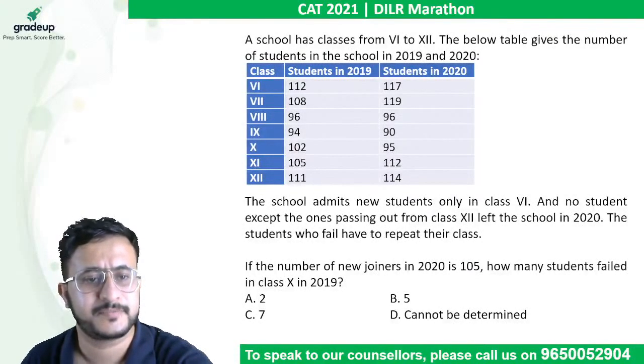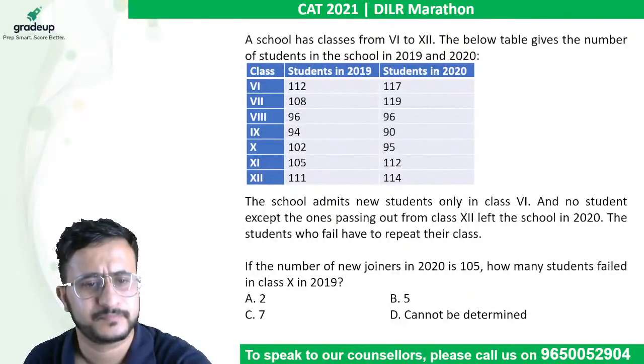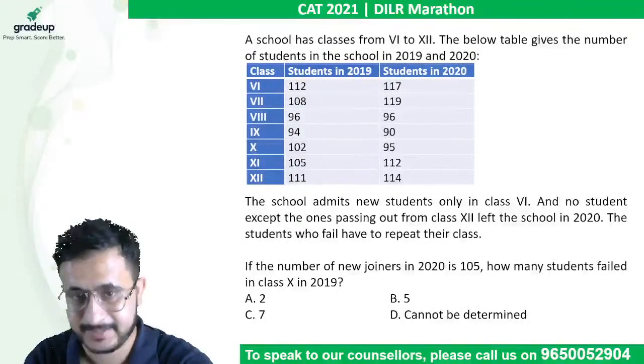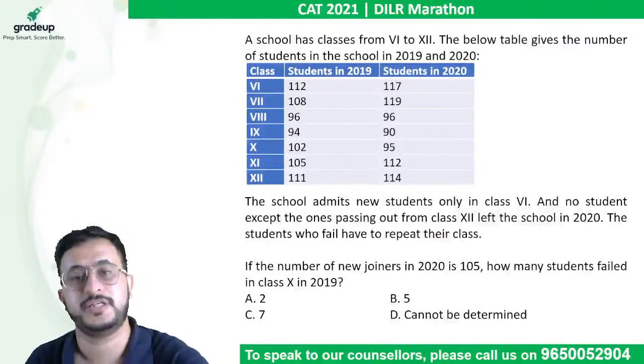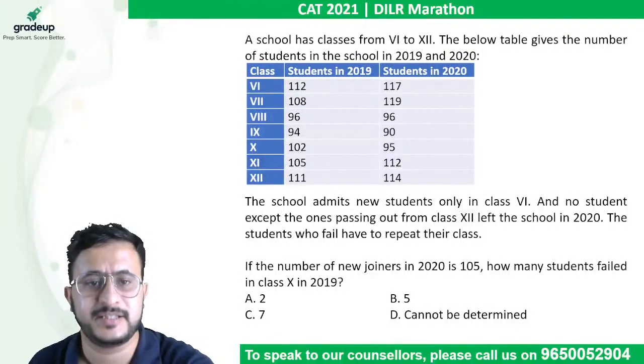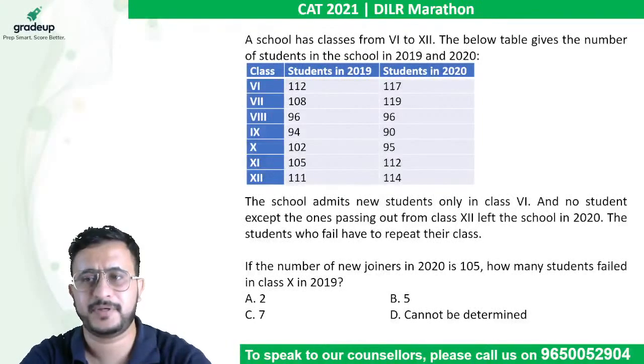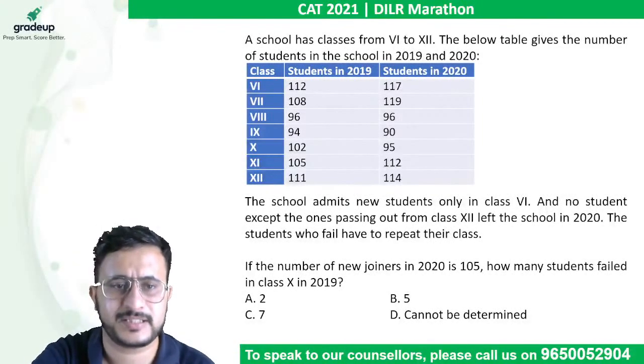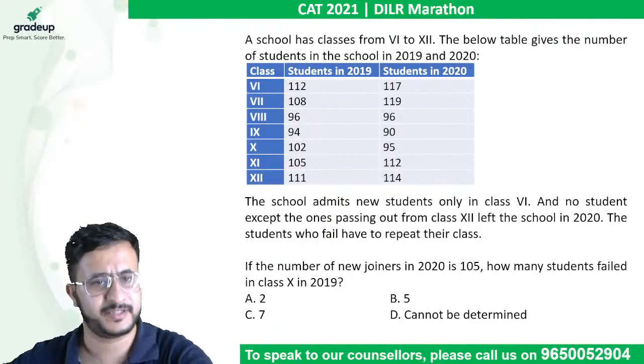So how will we do this? Okay, Chirag is saying 7. Tanu is also saying 7. Now see, if you have to find for class 10th, we will proceed from class 6th. We will start counting from class 6 in the forward direction.